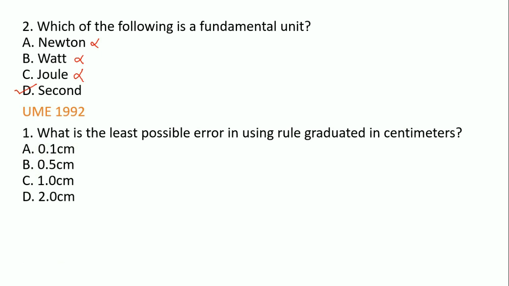UTME 1992, question number 1. What is the least possible error in using a rule graduated in centimeters? Now, I love this question because they made use of the word rule here. They didn't say meter rule, they said rule. Any rule could be graduated in any measurement, but in this case it is graduated in centimeters. That implies that the smallest division on the rule is 1 centimeter. Based on the rule of thumb, we take 1/2 of 1 centimeter, which is 0.5 centimeters, and that is option B.